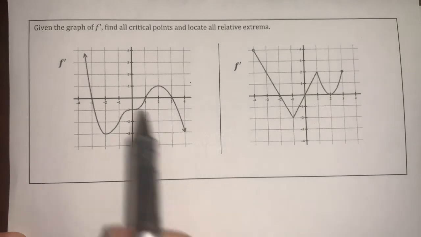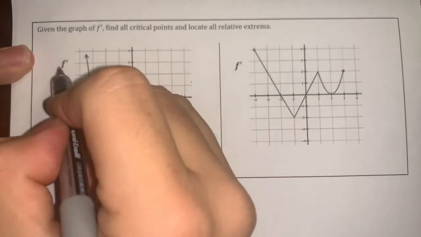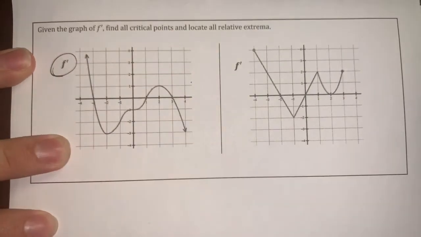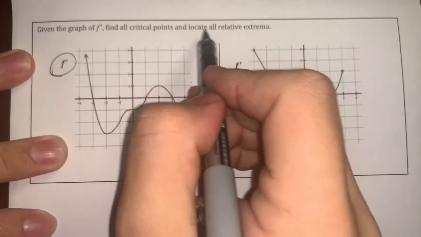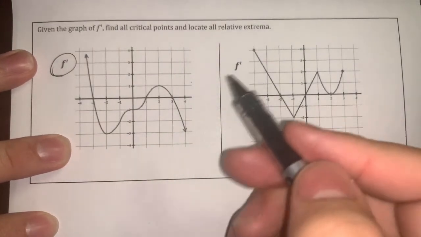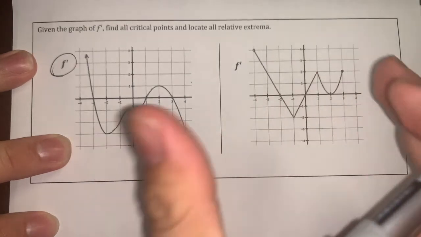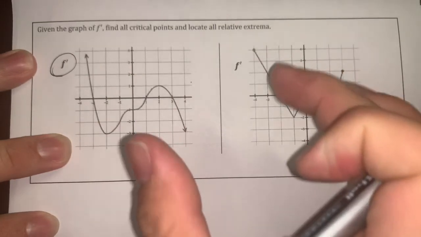All right, so these graphs are a lot different than what you're used to. First of all, notice how these graphs represent the derivative function, okay? And what they want you to do is find all the critical points and locate all of the relative extrema. Now again, you have to understand, it's going to be really hard to go back and forth between the original function graph and the derivative graph, all right?